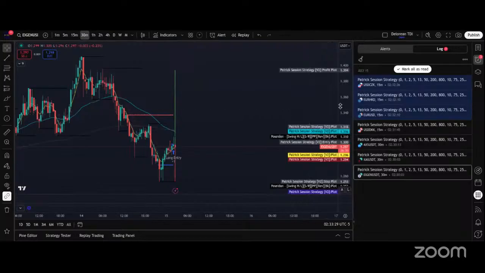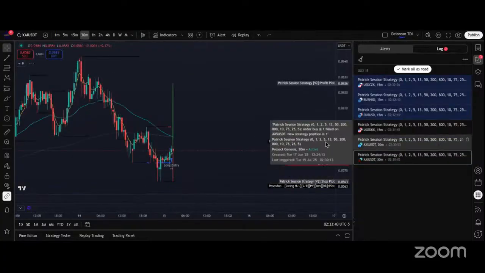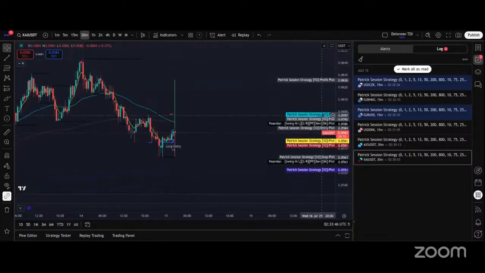We have an engine versus USDT. We have gray, aqua, blue. That's consolidation. We won't be taking that particular trade. We have XAI versus USDT. We have aqua, gray, blue. The price is below the aqua and the gray line. These are major areas of resistance. We won't be taking that particular trade.